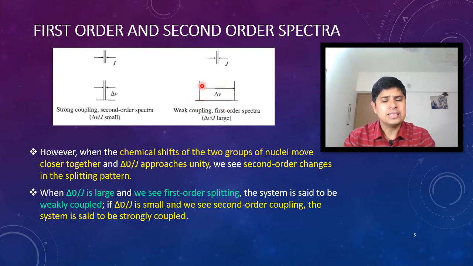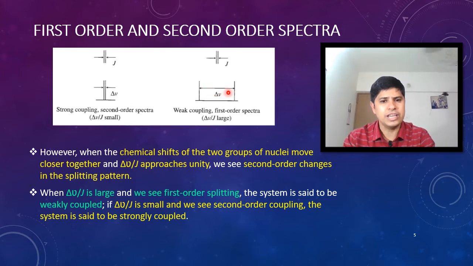When such a large separation is there, such splitting is called weak coupling, and this is called first order spectra. Here delta nu by J is larger. So the difference between the two delta values of two groups of protons is called delta nu, and the difference between any two lines of the multiplet is called the coupling constant.